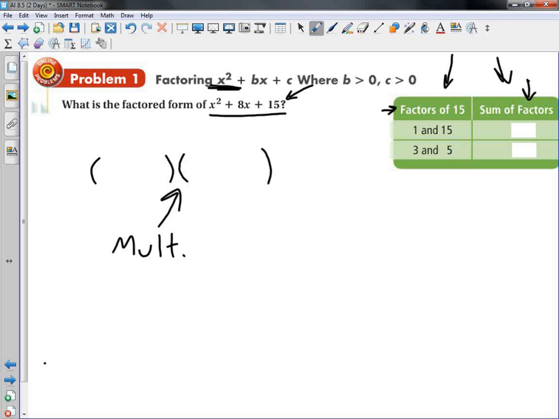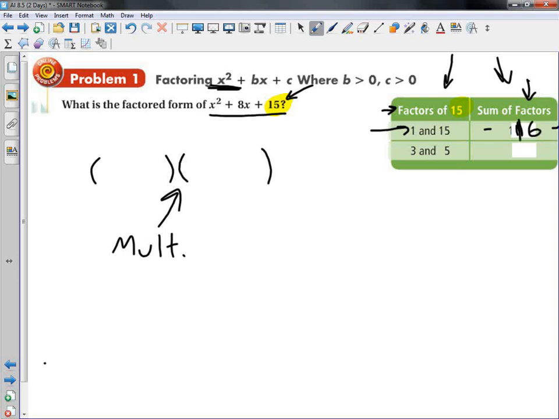So, we have 15, okay? All right. So we want to think of numbers that multiply to get 15. Well, the book has given us two examples. Right here we have 1 and 15. Well, here in this box, they want us to find the sum of those factors. Well, 1 plus 15 is 16.